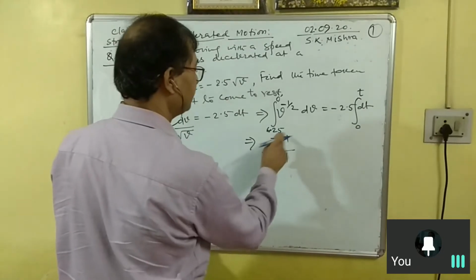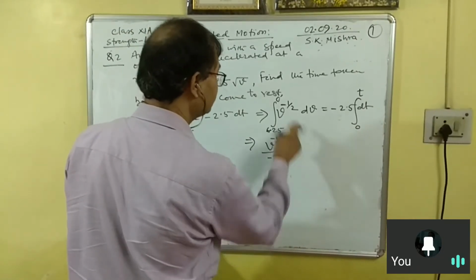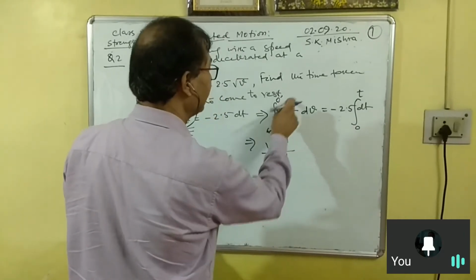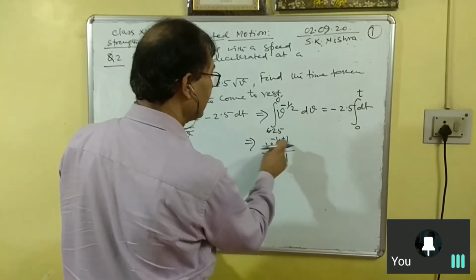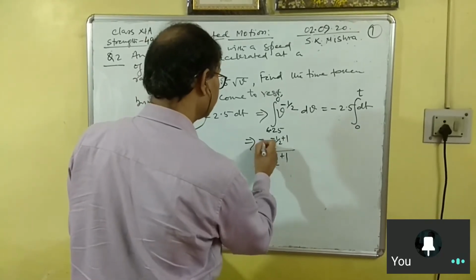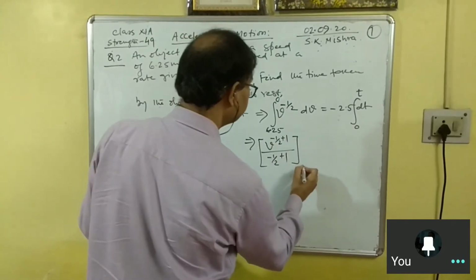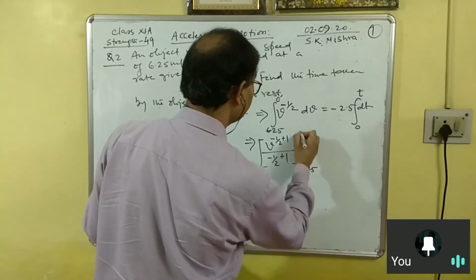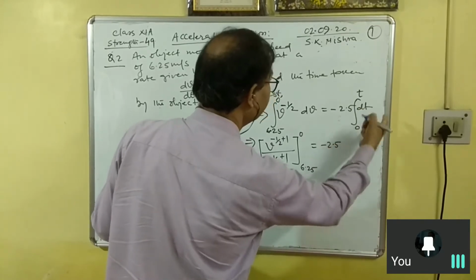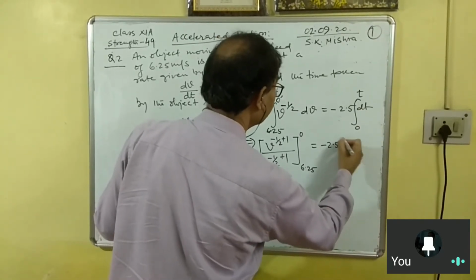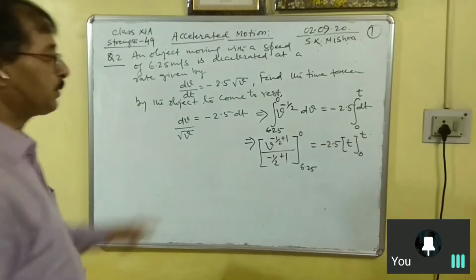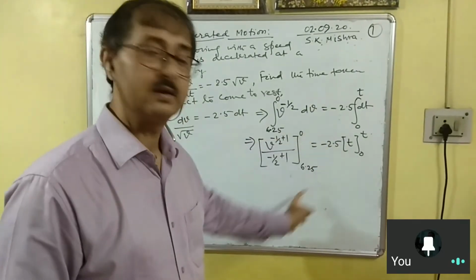Integration of x raised to n is x raised to n plus 1 by n plus 1. So instead of x we are writing v, so v raised to n, where n is minus half. So minus half plus 1, n plus 1 by n plus 1. And then the limit part is 6.25 to 0. And this side it is minus 2.5, and then integration of dt is nothing but t, but the limit is 0 to t. Do you have any problem understanding this portion?